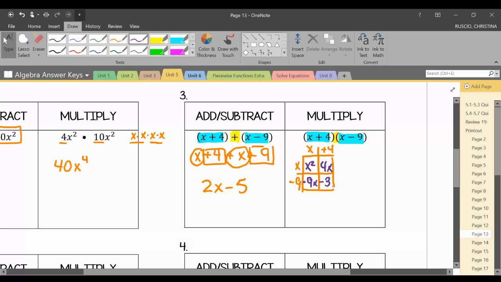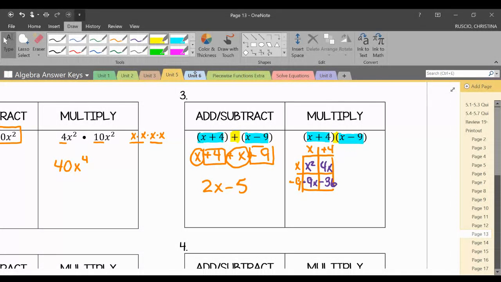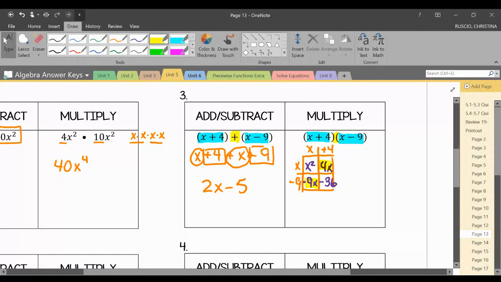is negative 36. And then we can see that we have a couple like terms here and there. So if we add those two guys together, a lot of times you'll see me circling and then writing it in this little corner, and we get negative 5x. So our final answer would be x squared, so this box right here, minus 5x, let's write it in standard form from highest power to lowest power, aka in this case it's a constant, so no power at all, so minus 36.